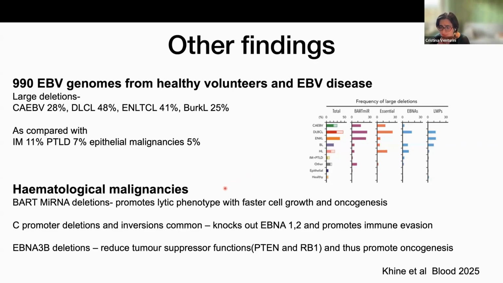They also show that C promoter deletions, but also not just deletions, also inversions are quite common. And this actually knocks out EBNA 1 and 2 and promotes immune evasion. They also show that the EBNA 3B deletions can reduce the tumor suppression functions, and therefore they promote oncogenesis.